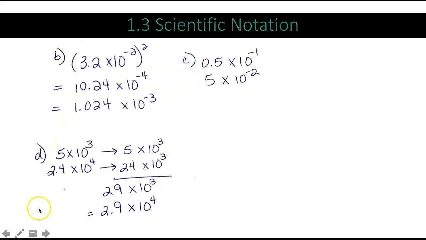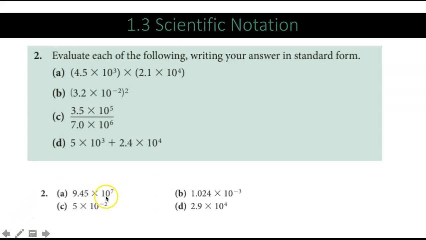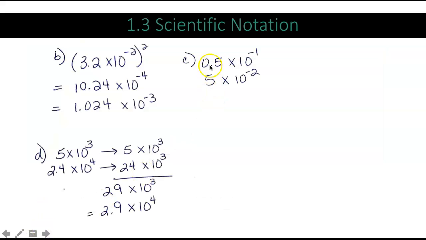Part C, let's go back to see what part C was. Here I am dividing, so 3.5 divided by 7.0 is 0.5. And by the rules of exponents, when I divide and I have my exponents, I have to subtract the powers. So 5 minus 6 is negative 1. So I get 0.5 times 10 to the negative 1.